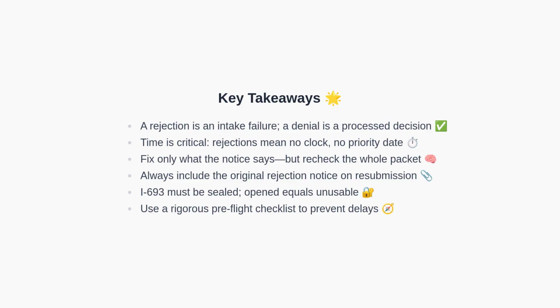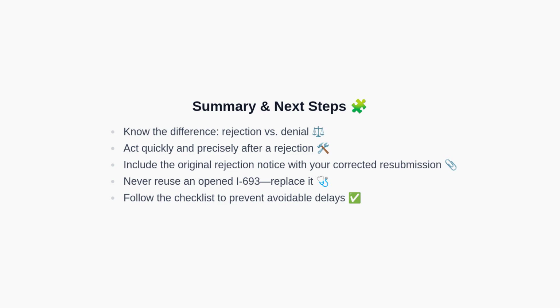Include the original rejection notice when resubmitting. The I-693 must be sealed and signed across the flap. Any opened envelope must be replaced. Finally, apply a thorough pre-flight checklist every time. We reviewed the difference between rejections and denials, emphasized the urgency and precision required after a rejection, described why the original rejection notice must be included in a resubmission, and highlighted the uncompromising I-693 sealing rule. We also provided a checklist to help you prevent avoidable delays. To close, we will offer a final message and invitation.